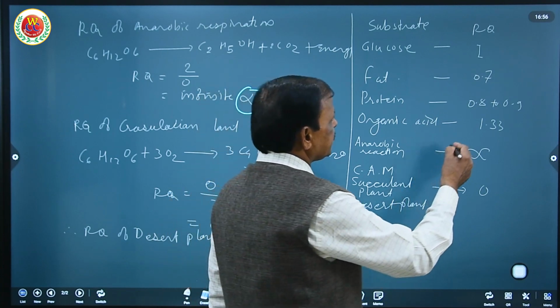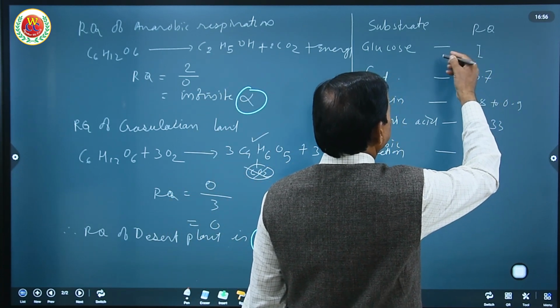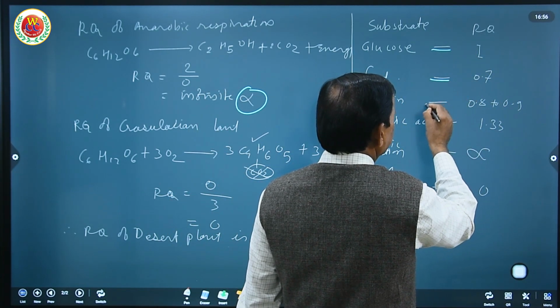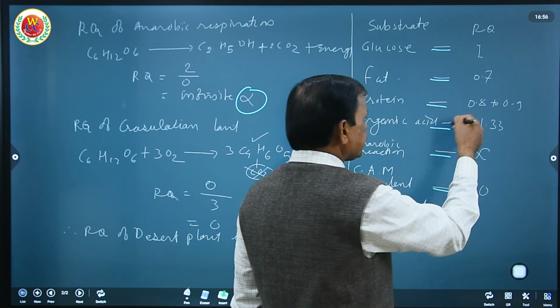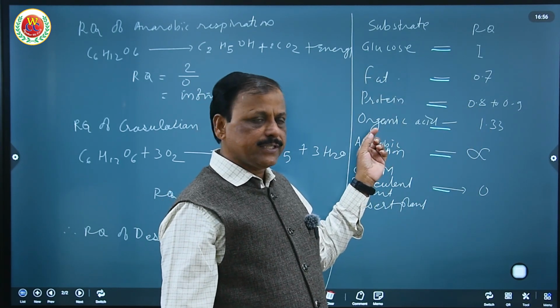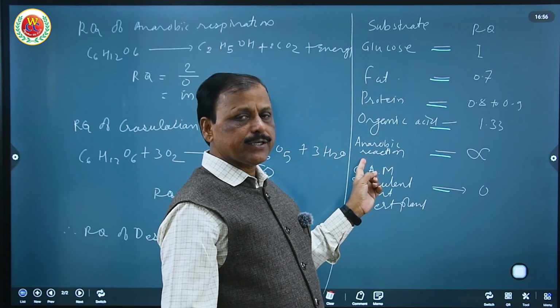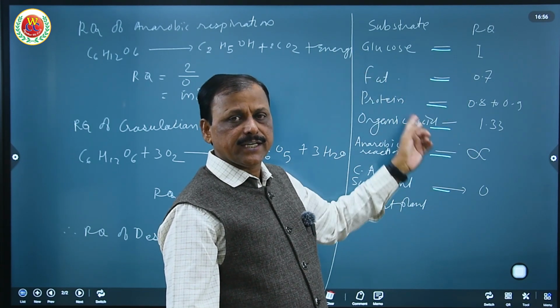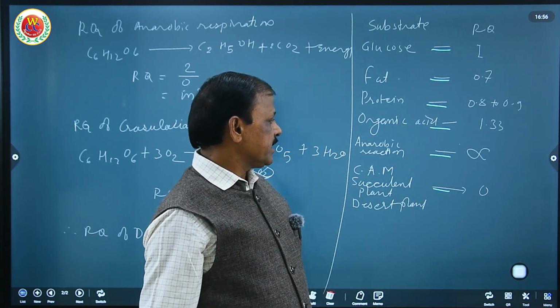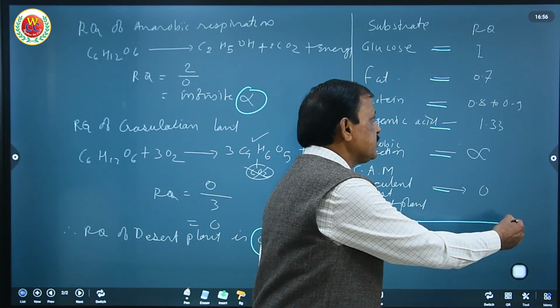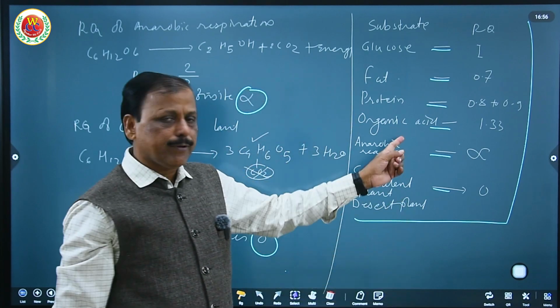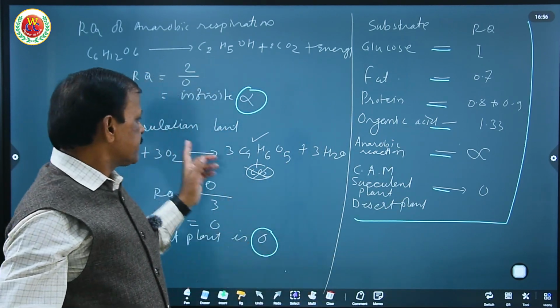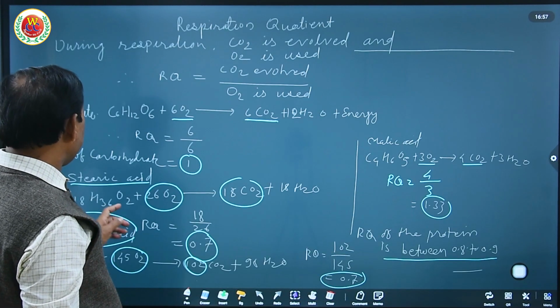So this is very clear to you, and a question can be asked in NEET. Please remember that a match-the-following question is very often asked, where substrates are given on one side and RQs are given randomly on the other side, which we have to match. So here the topic is clear. Please note this down and try to remember the RQs. I explained how to calculate the RQ.